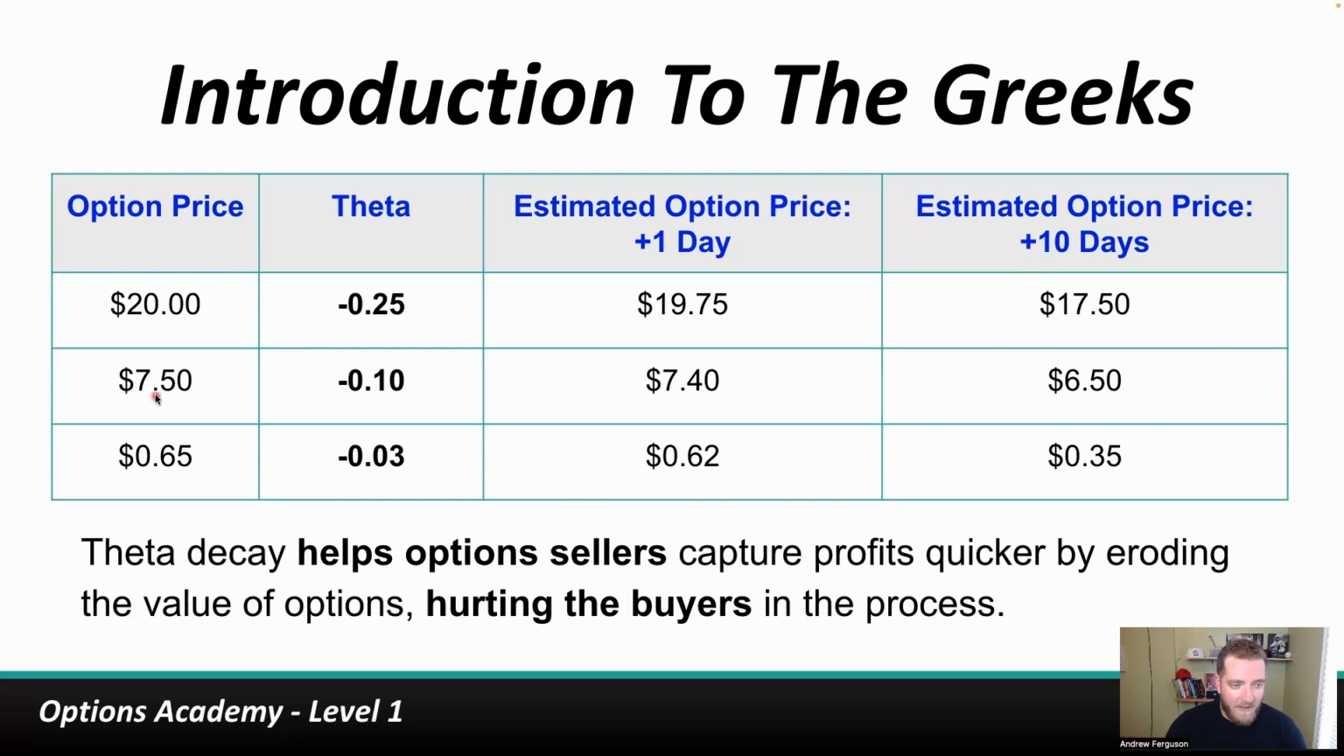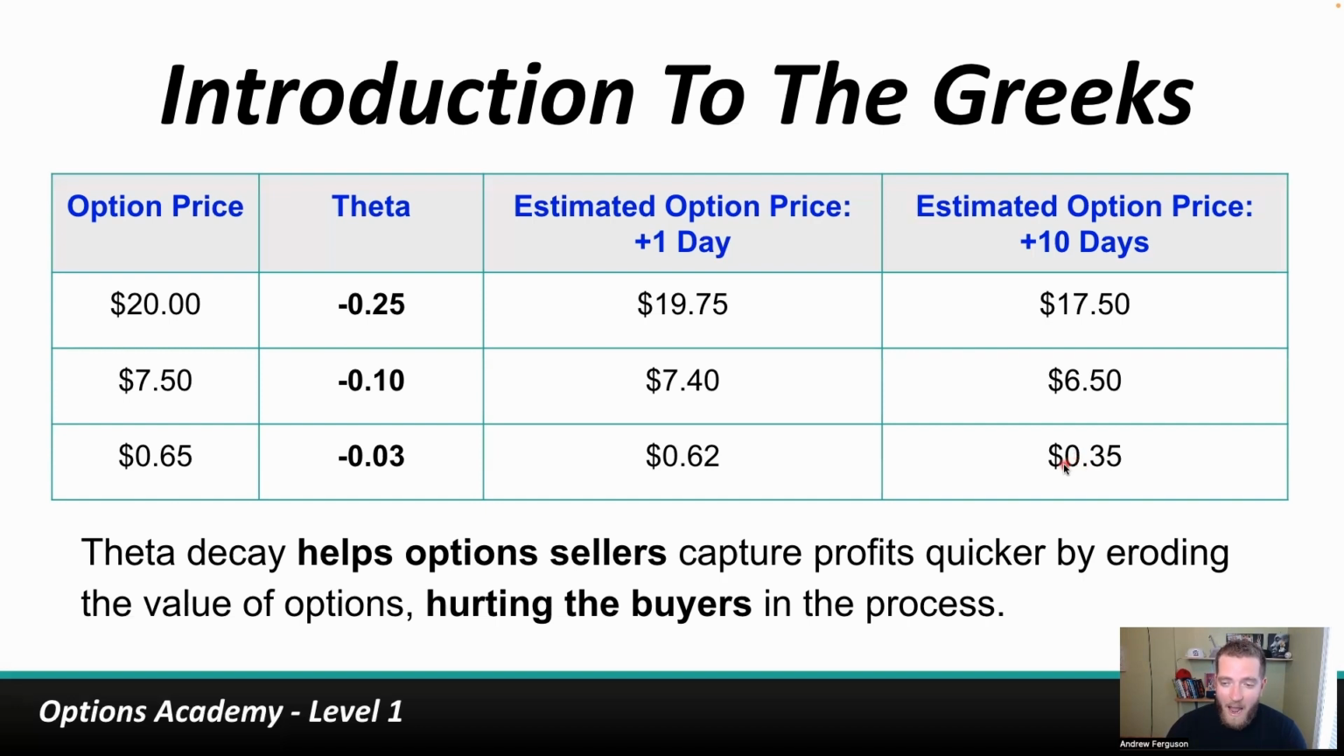Our example here was $7.50 with a 0.10 theta. Every day that goes by, it's ticking down by 10 cents. So $7.50 becomes $7.40. And after 10 days, $7.50 becomes $6.50, just going 0.10 times 10, which is 1. $7.50 minus 1 equals $6.50. And then for a really cheap option here, 0.65, if you had a theta of 0.03, again, every day that goes by, you're dropping 3 cents off the option price. So 0.65 becomes 0.62. And after 10 days, it gets to 0.35.